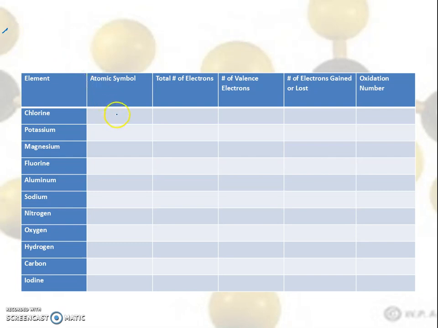So if we were to do chlorine, we would say the atomic symbol, or the element symbol, for chlorine would be Cl. The total number of electrons for a chlorine atom would be the total number of protons, because it's an atom, and an atom means that it is neutral. And if it's neutral, it has to have the same number of protons as electrons, right? So total number of electrons would be 17. Total number of valence electrons, well, it has 7 valence electrons. Why? Because it's in the halogen group, right? We've shown it several different ways for you to figure out the number of valence electrons.